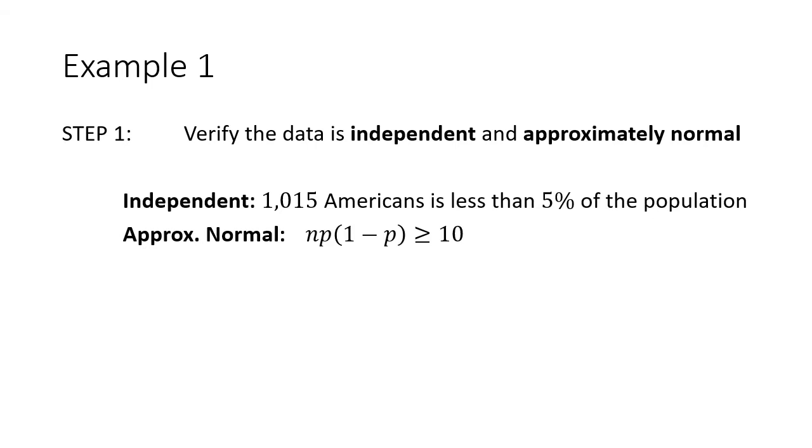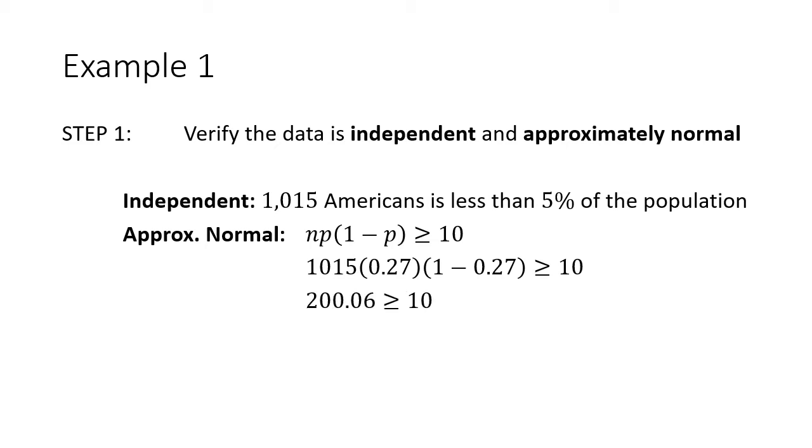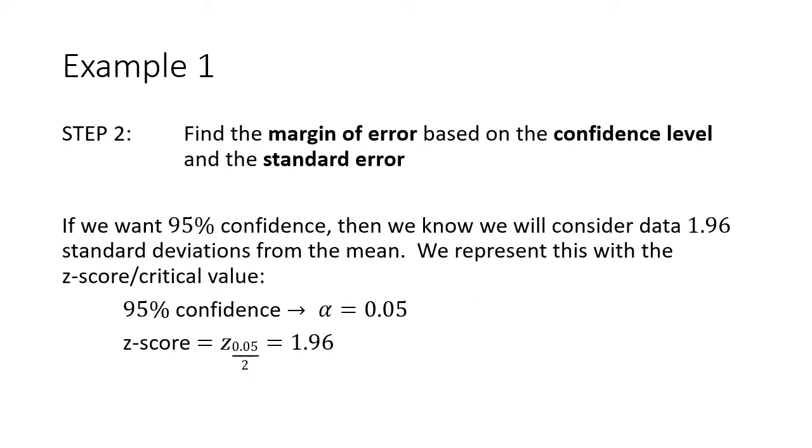Because for proportions, we know it's going to be approximately normal if it satisfies n times p times 1 minus p, and it ends up being bigger than or equal to 10. Well, if we just plug everything in, N being 1015, p is 0.27. We plug it in, follow the order of operations, simplify it on our calculator, we get 200.06. And is that bigger than 10? Well, clearly. So we can check off that it's approximately normal, and we can check off that it is independent, which means we can continue on with our statistical analysis.